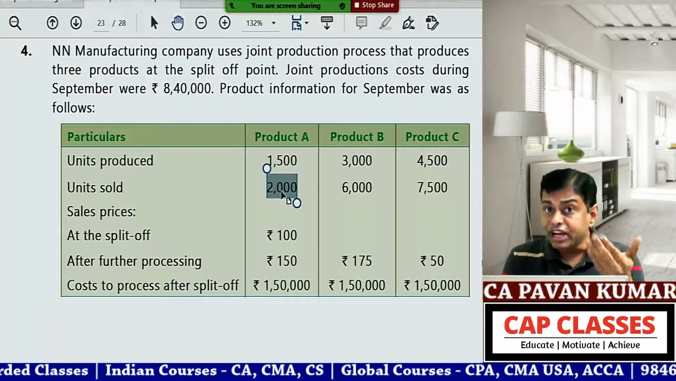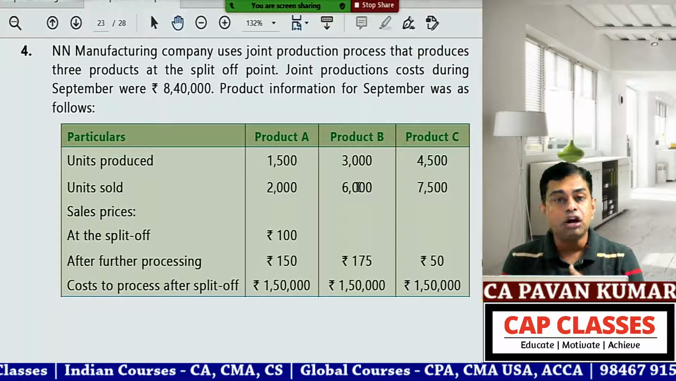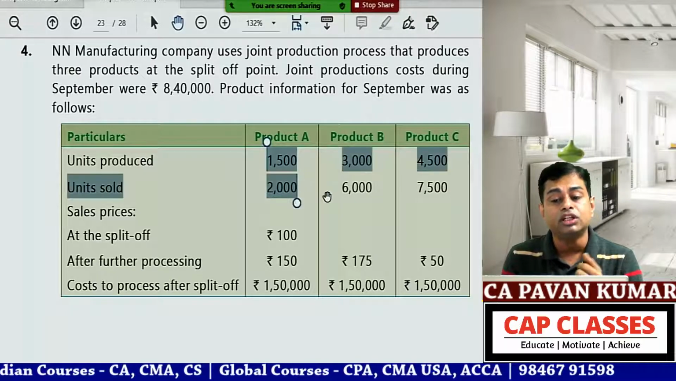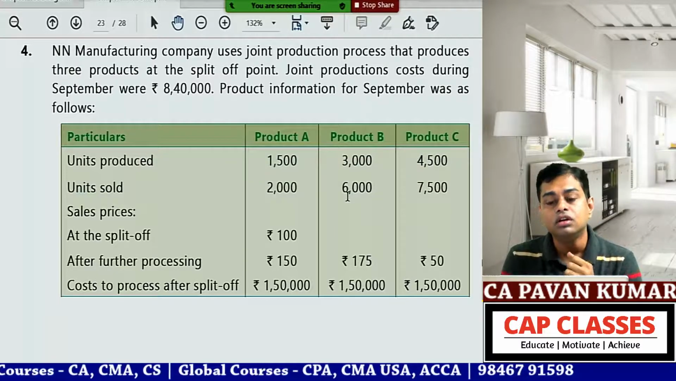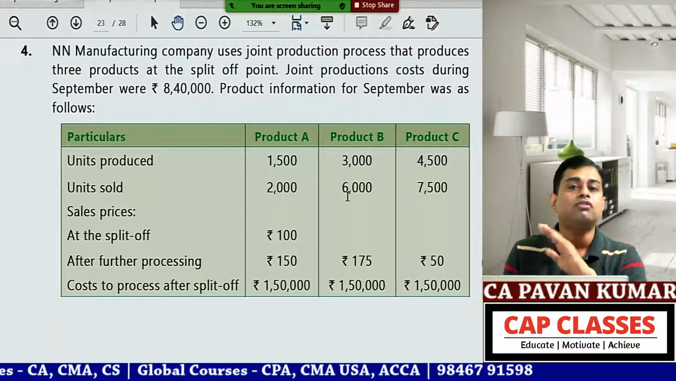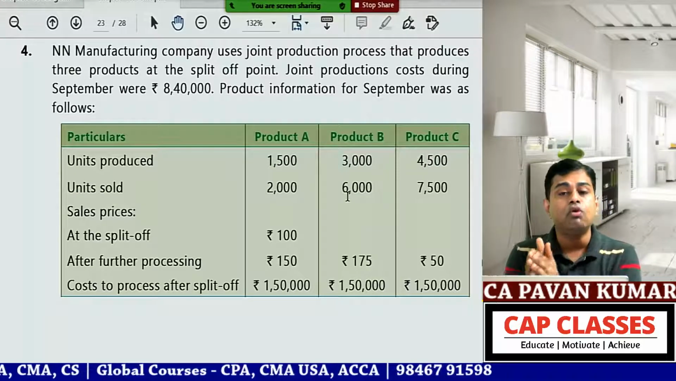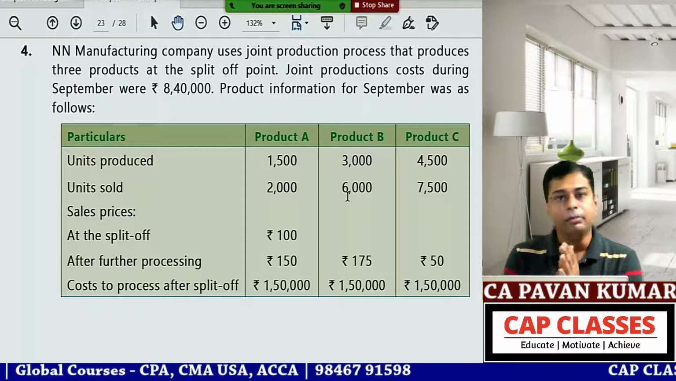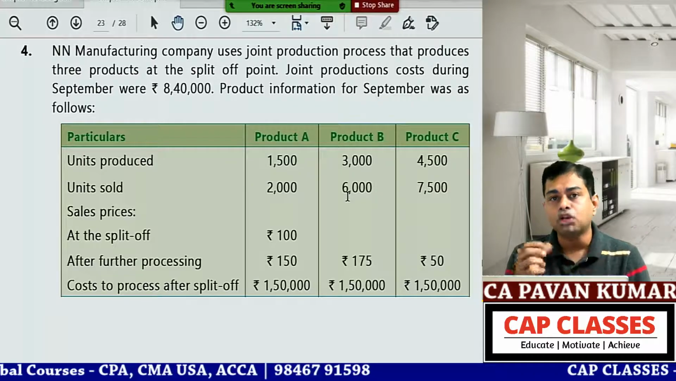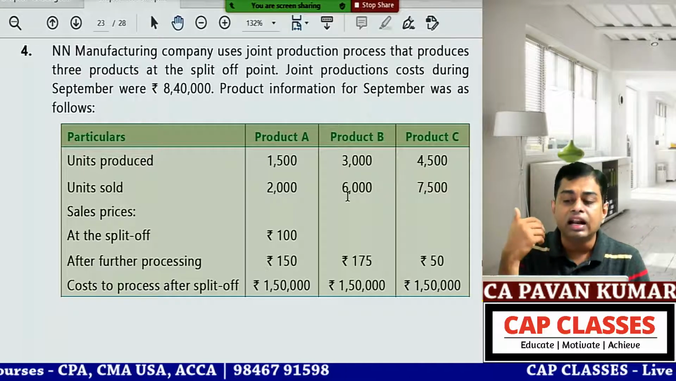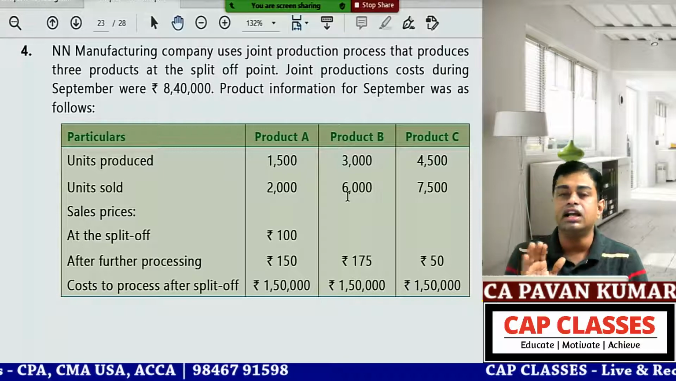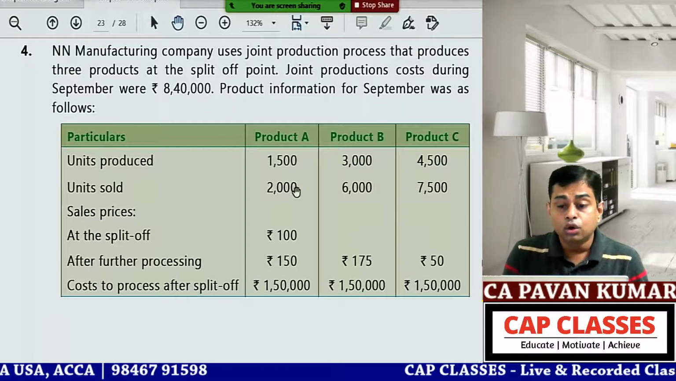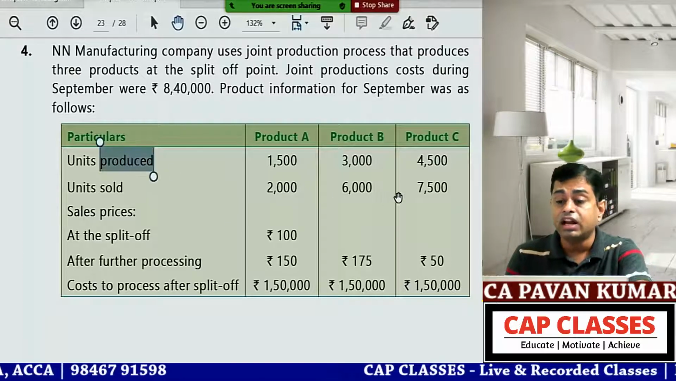But since the opening stock is not mentioned, we do not know the closing stock, because you cannot calculate closing stock using these two pieces of information. How can I calculate closing stock? So we'll not consider opening stock, we'll not consider closing stock. Whatever the units produced in the current period, that is the basis for solving this problem. Many students struggle: Pavan sir, what is opening stock, what is closing stock? That is not relevant at all. All the calculations are based on production. Clear?